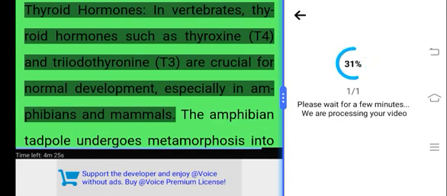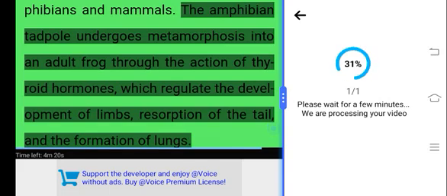Thyroid hormones. In vertebrates, thyroid hormones such as thyroxine (T4) and triiodothyronine (T3) are crucial for normal development, especially in amphibians and mammals. The amphibian tadpole undergoes metamorphosis into an adult frog through the action of thyroid hormones, which regulate the development of limbs, resorption of the tail, and the formation of lungs.